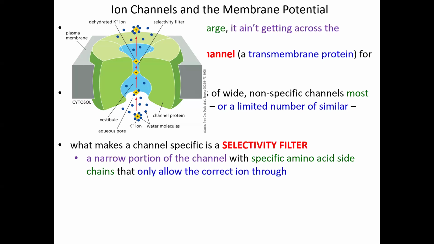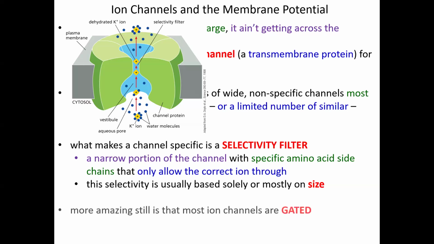So if it's a cation channel, then we're going to see negatively charged side chains in the selectivity filter, and vice versa for anions. The side chains will be positively charged so that we're not repelling the very ion that we want to allow through. And so again, selectivity is based on size, the diameter of the ion, and that's going to be the diameter of the selectivity filter, and of course the charge as well.